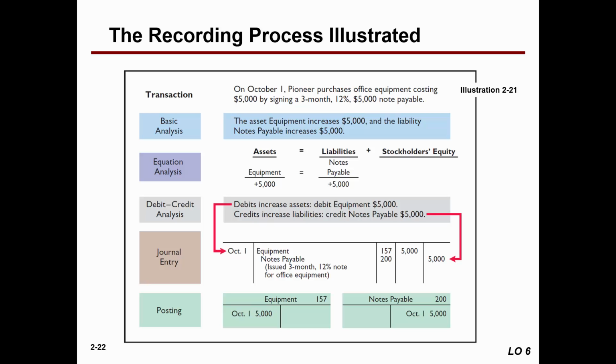Here, account being credited, notes payable, and that's the key here. The word payable indicates liability, and we owe more, so the liability is being increased with a credit according to our debit credit rules. And if you were to post it, here, debit and credit to the proper ledger accounts.